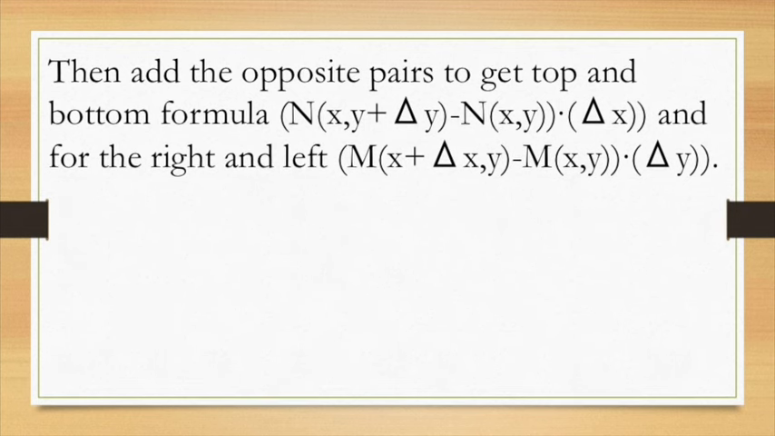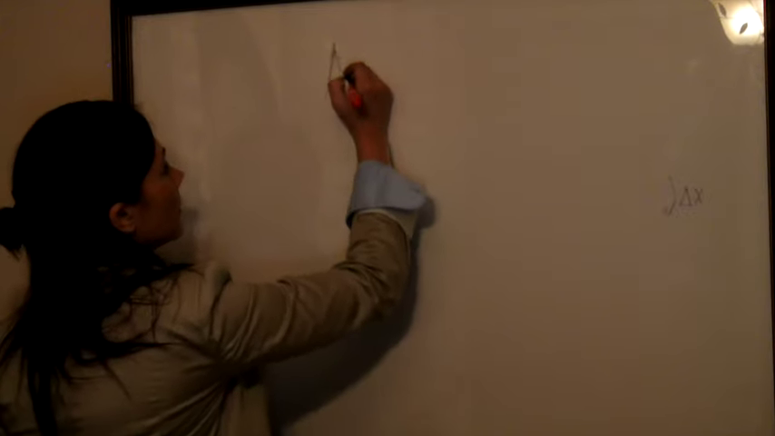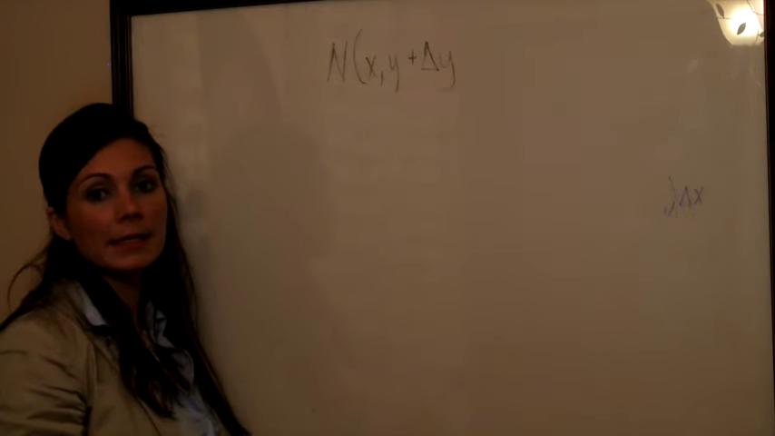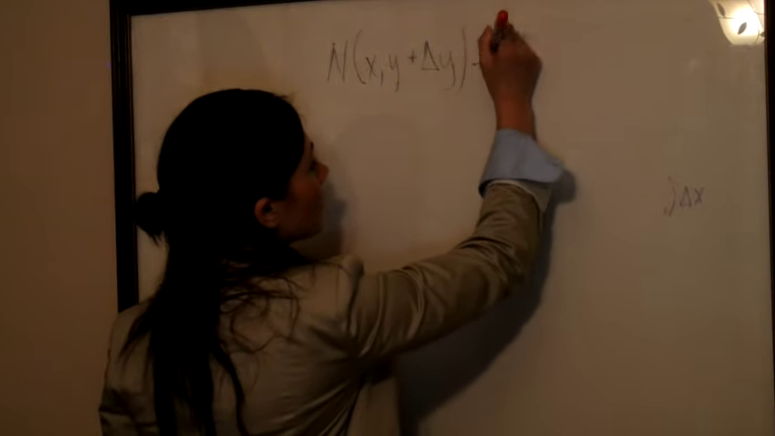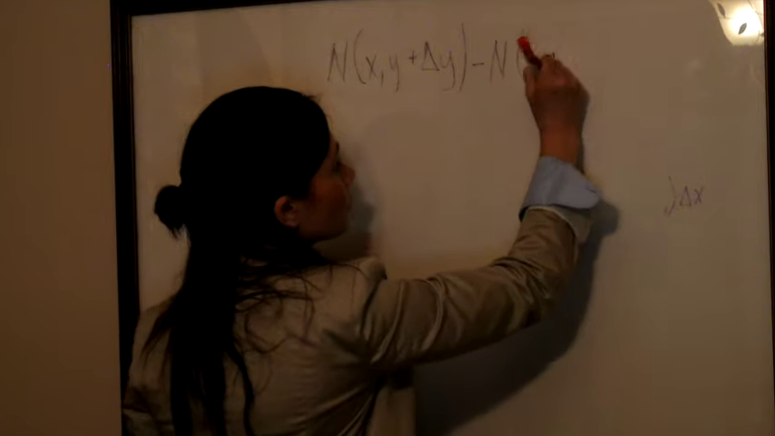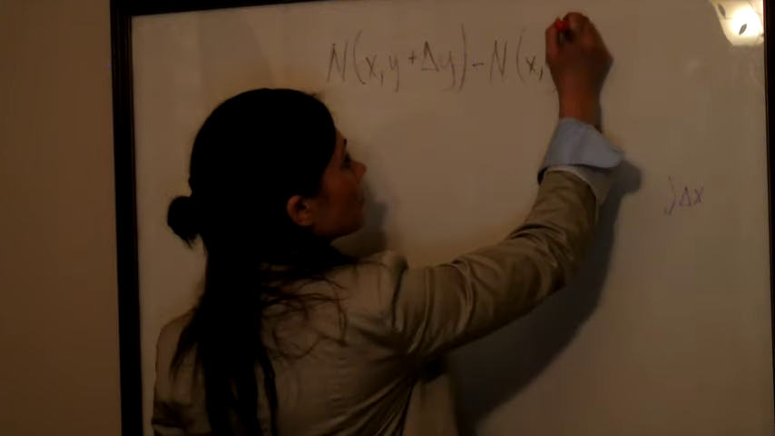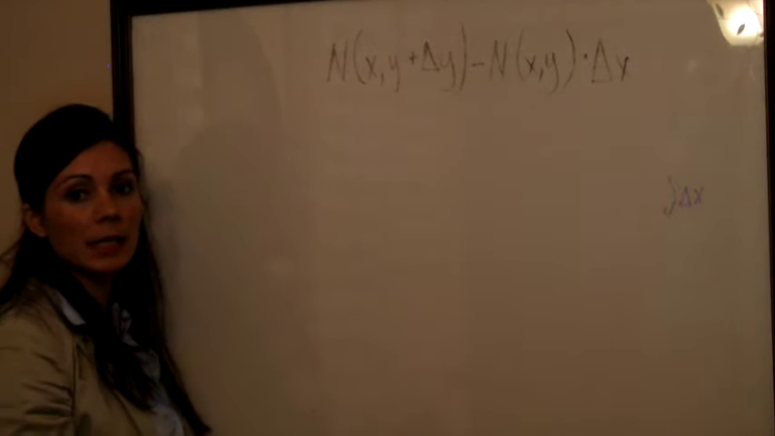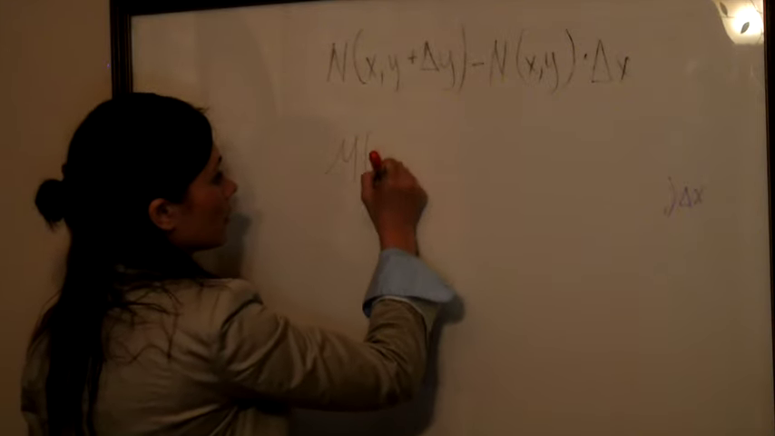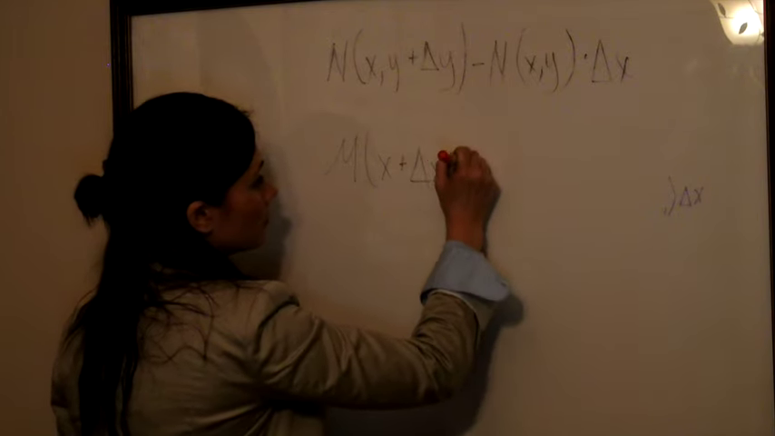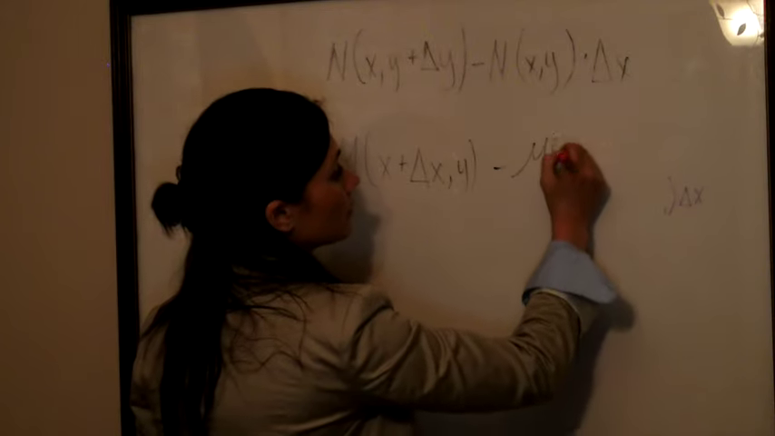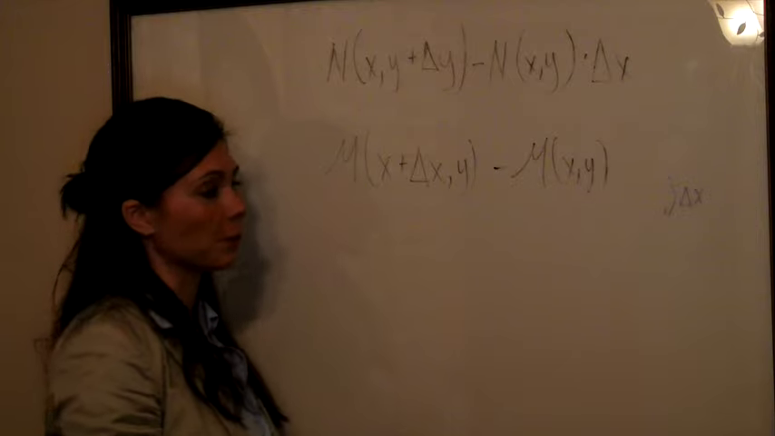Then we can add the opposite pairs to get the top and bottom formulas. So this is going to equate to N(x, y plus change of y) minus N(x,y) multiplied with our change of x, and for the right and left side we're going to have M(x plus change of x, y) subtracted with M(x,y) multiplied with change of y.